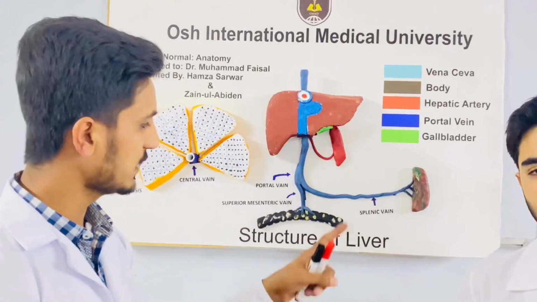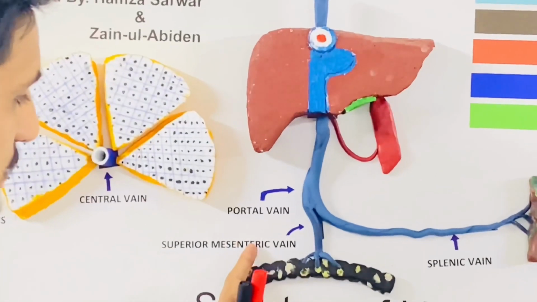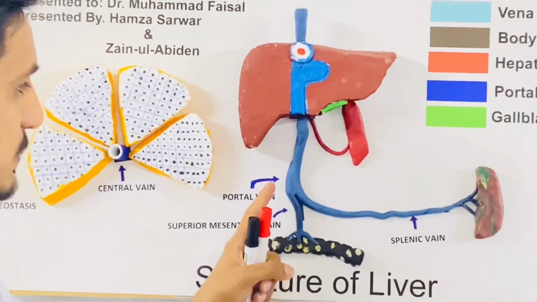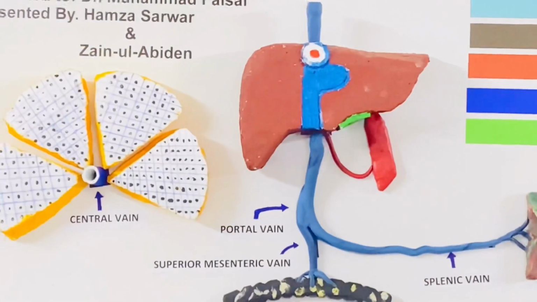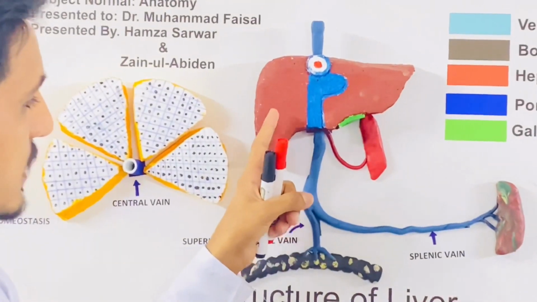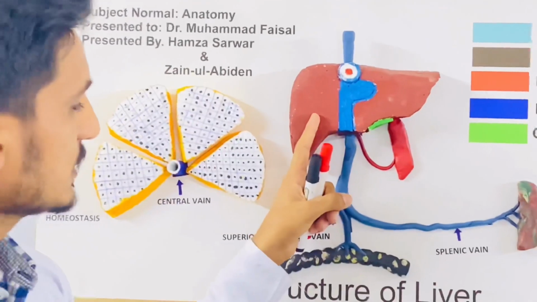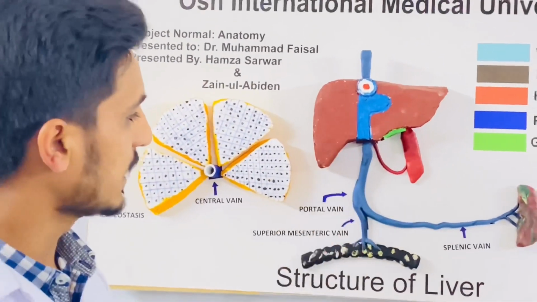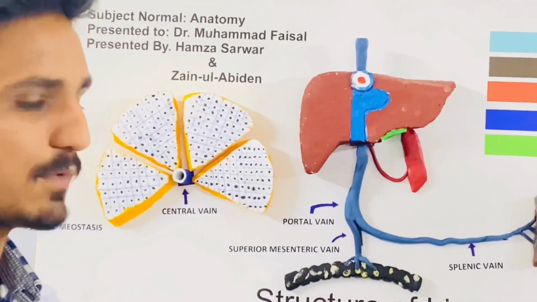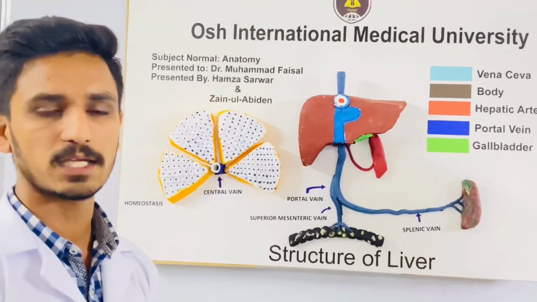Now the splenic vein, inferior mesenteric vein and the superior mesenteric vein make the portal vein, which supplies blood to the liver. The blood reaches the hepatic sinusoids where the exchange of toxic materials takes place, and now the blood will reach the hepatic vein, which will drain into the inferior vena cava, which takes blood back to the heart.